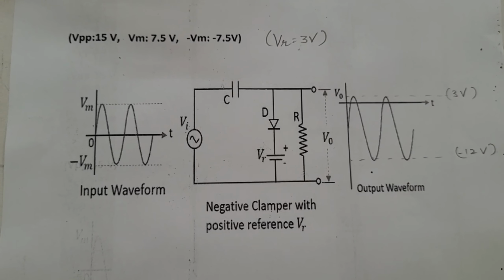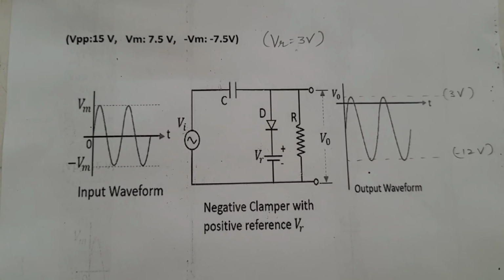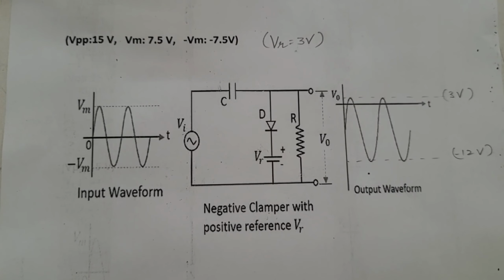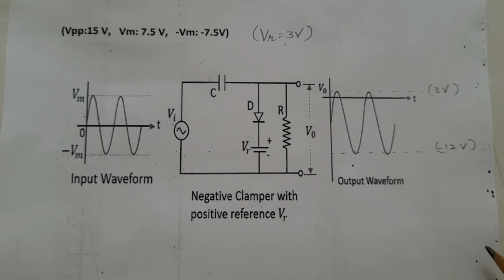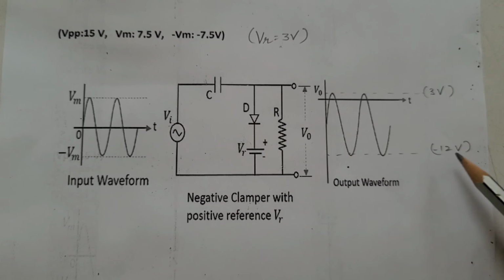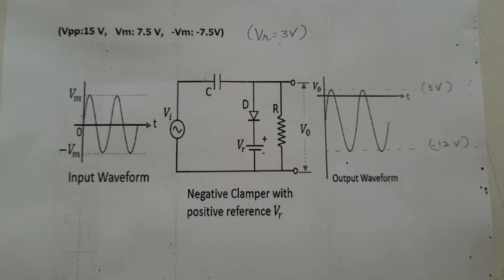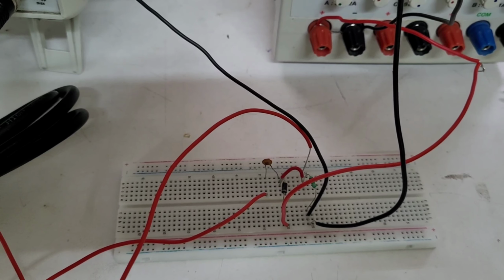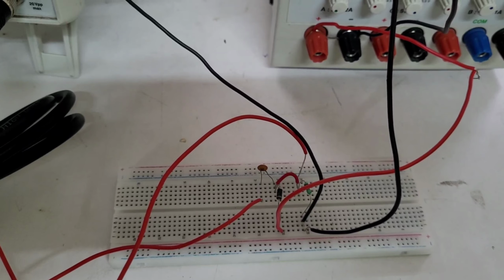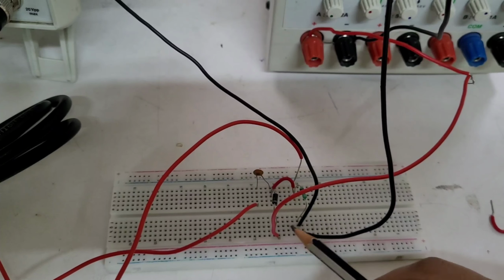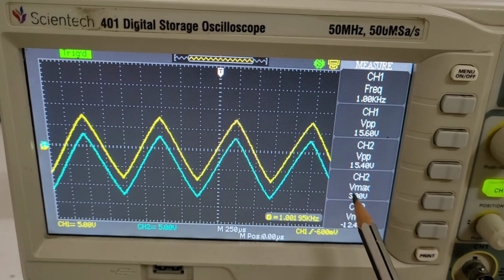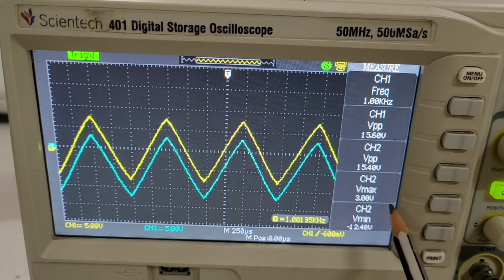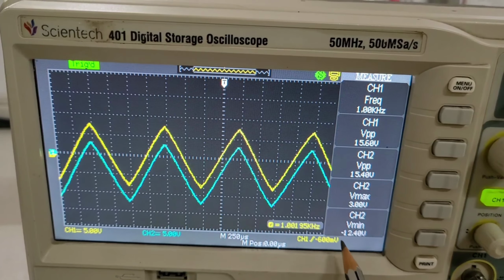The fifth type is negative clamper with positive reference voltage. This circuit shifts Vmax of the input signal to 3 volt and V minimum of the input signal to minus 12 volt. Let's observe the waveform. The positive reference voltage, that is 3 volt, is connected between the diode and the resistor. If we observe the waveform, we can see Vmax is shifted to 3 volt and V minimum is shifted to minus 12 volt.